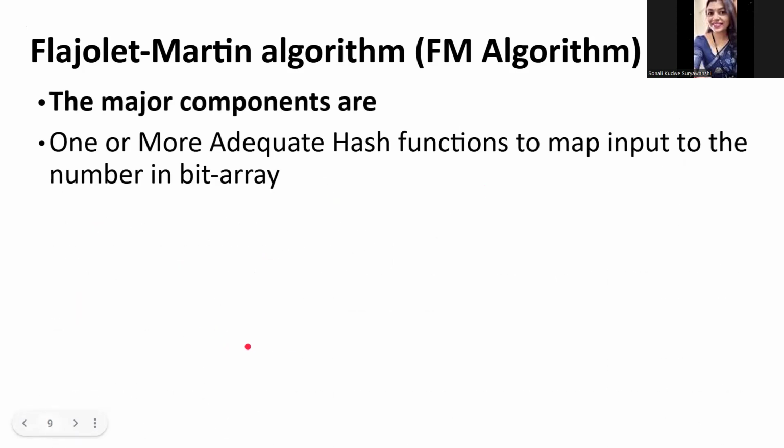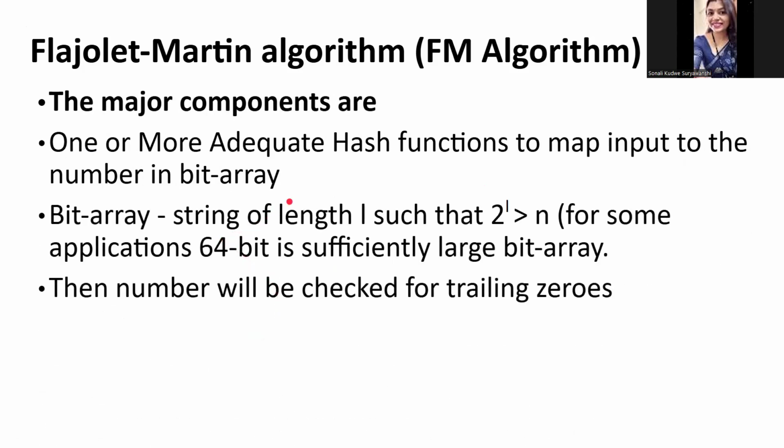Now, how exactly does this particular algorithm work? So it uses hash functions. So we may have one or more adequate hash functions that we can use, which will help us to map our input to a value that will be converted to a bit array. Right, so we are getting an input that will be mapped to a number, which will later on be converted to a bit array, and the size of the bit array may vary depending upon how many bits you want to represent for that number. 64-bit is large enough to store any distinct elements in your data stream.